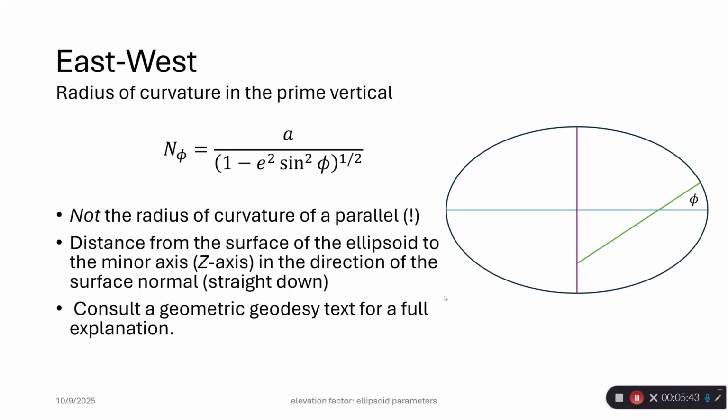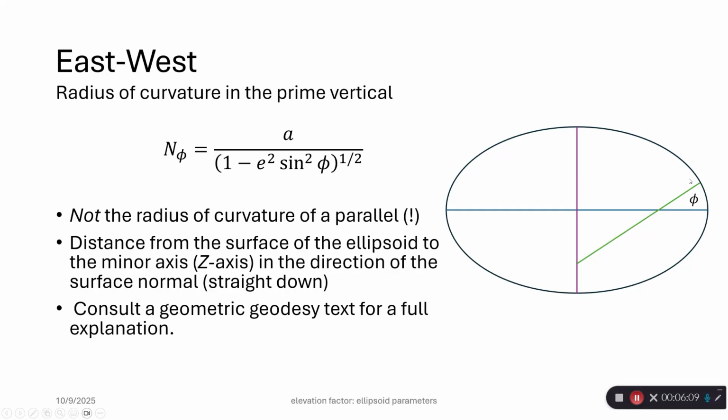So if that's true, that is true. If we look over here at the green line on the right, at the point of tangency at this point right here, you'll see that the direction perpendicular to the surface of the ellipsoid runs in the direction as shown. And this is not the radius of curvature of a parallel.